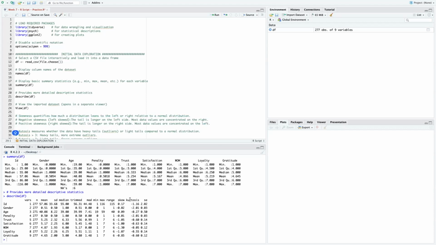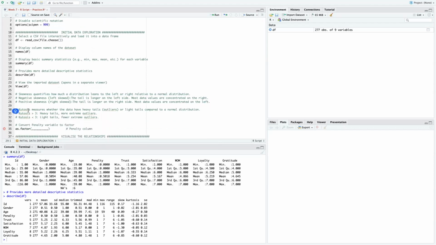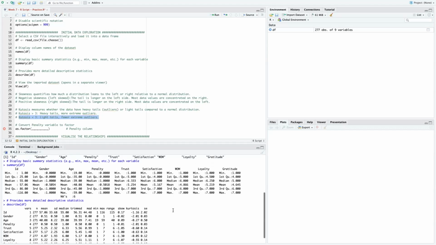And another index is called kurtosis. Kurtosis measures whether the data have heavy tails with a lot of outliers or light tails compared to a typical normal distribution. In this case, we have all the kurtosis indices smaller than 3. So it means that the distributions of these variables have light tails with fewer extreme outliers.